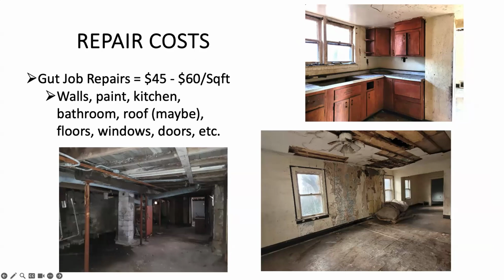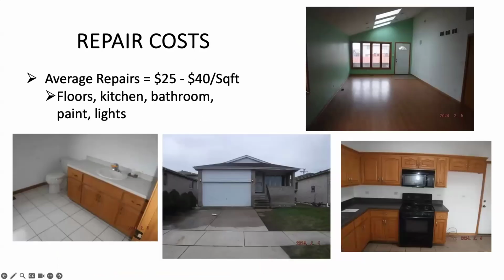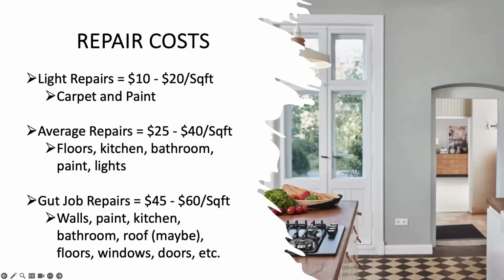And usually with these projects, they're going to cost a little bit more, between $45 to $60 per square foot. But going back to the main bundle of all these, especially in those heavy, expensive states and cities, usually we like to add $15 to $20 more per square foot for each category of repairs. From light all the way to gut repairs, you want to add those $15 to $20 per square foot.